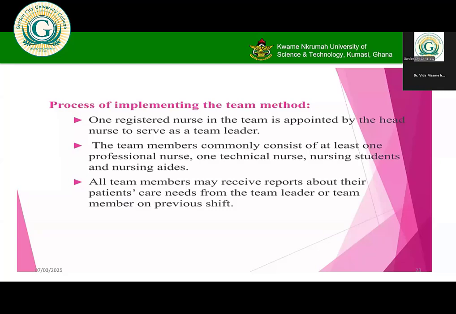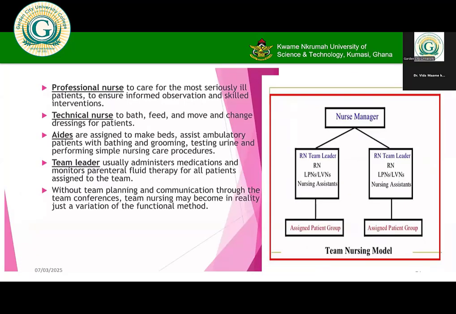So as you can see, we have what? The professional nurse to care for the most seriously ill patient, to ensure informed observation and skilled intervention. And the technical nurse, sometimes we call it the nurse assistant, the nurse aide here in Ghana, to bath, feed, move and change dressing for patients. But we are a team. But in all this, the team leader, let's say if I am the team leader, I will be responsible for the team.